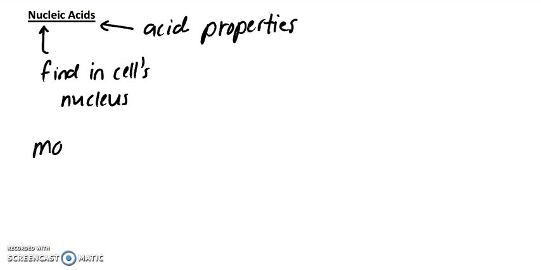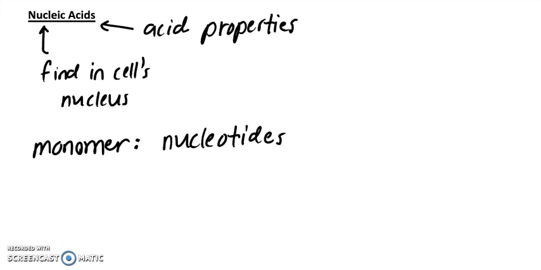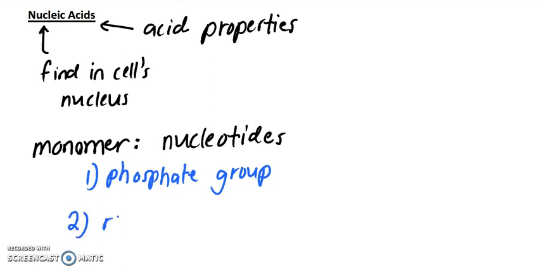The monomer of a nucleic acid, or the building block, is called a nucleotide. So just like glucose is a building block of starch, nucleotides are the building block for a future macromolecule we'll discuss in a sec. Nucleotides have three parts. One is a phosphate group. Second is a ribose. Ribose is a 5-carbon sugar. Glucose is a 6-carbon sugar. Ribose is just a 5-carbon sugar.